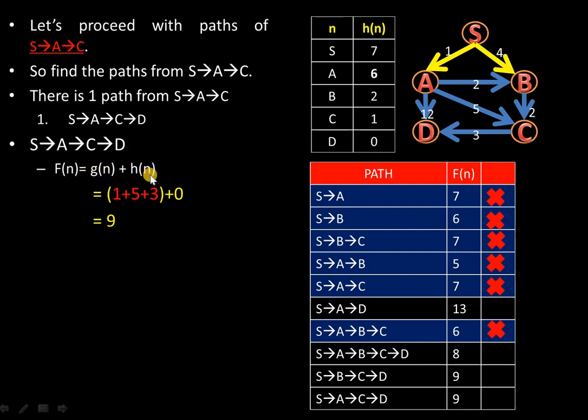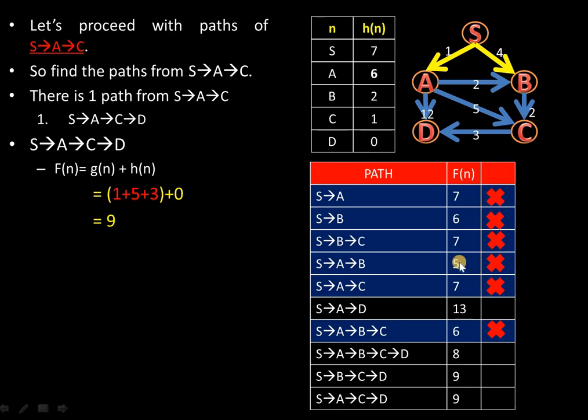F of n is equal to g of n plus h of n. And what is g of n? G of n means the cost value of S to A to C to D. S to A 1, A to C 5, then C to D 3. So 1 plus 5 plus 3, and h of n is equal to the heuristic function value of D, that is 0, and it is equal to 9. I have entered that to the end of the list.